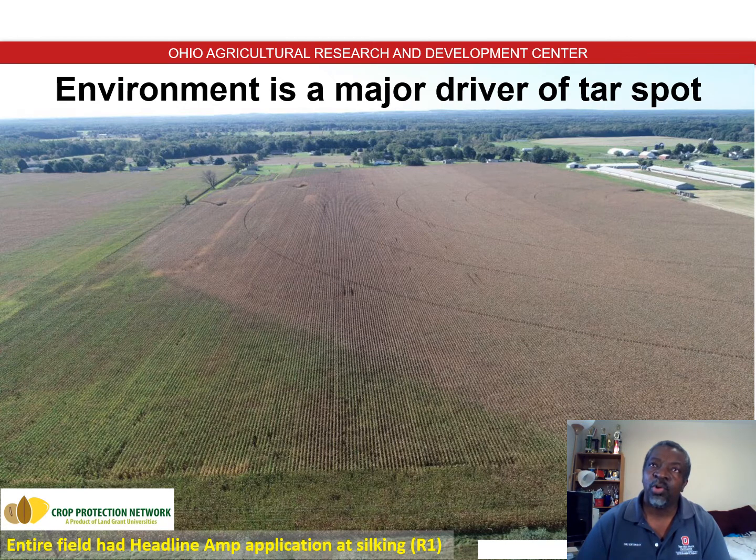The other factor is moisture. Here again, some data shared by my colleagues at Michigan State, showing here wherever the central pivot passed and passed repeatedly, where you had more moisture, you got more tar spot. These are leaves badly damaged. This is not due to maturity. As you can see from the edge here where there's less moisture, plants are still green.